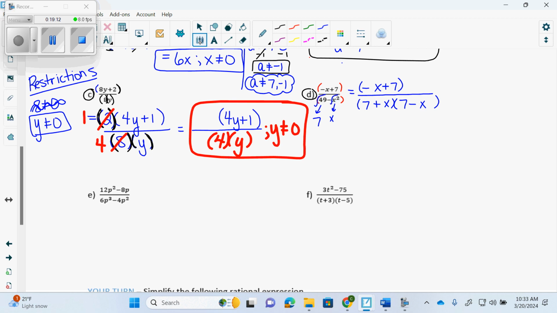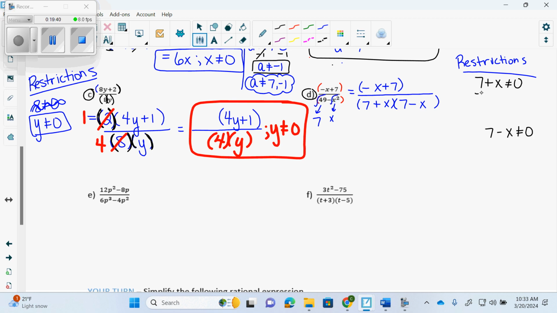So let's talk about these ones. So we have 1 human, 2 humans, 3 humans sitting up here, right? But I only care about the bottom 2 for restrictions, because only my denominator can equal 0. So my restrictions are going to be 7 plus x can't equal 0, and 7 minus x can't equal 0.